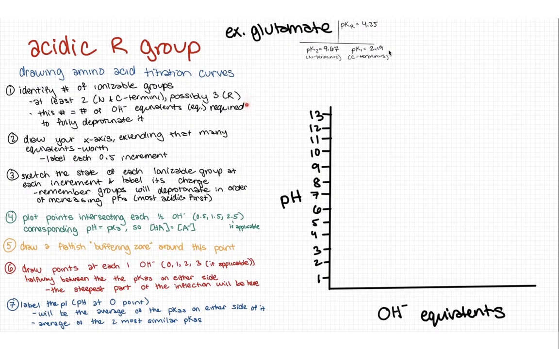Remember, if we're talking about an acidic amino acid or an acidic R group, in the neutral form it acts as an acid and it can deprotonate. When it deprotonates, it's thus going to have a negative charge. So we're going to need 3 OH minus equivalents in order to deprotonate all 3 groups. So we can draw our x-axis extending to 3.